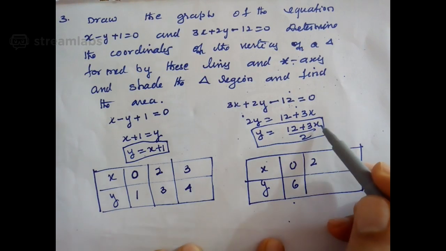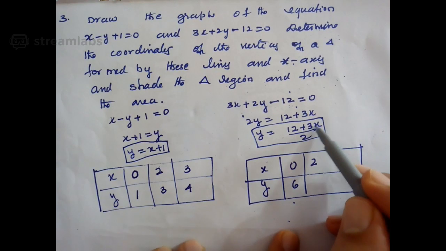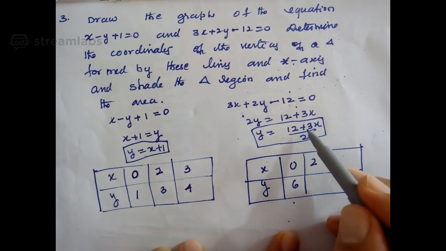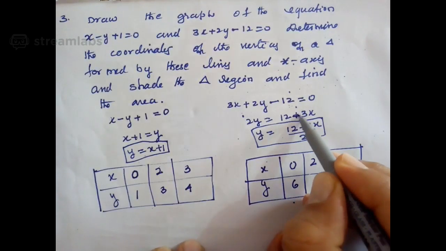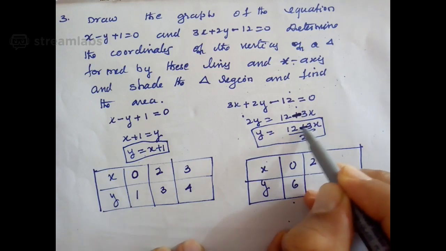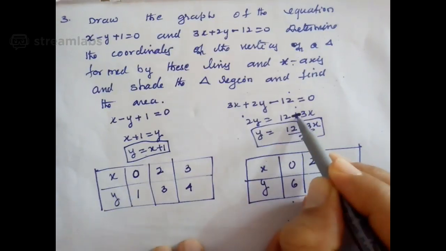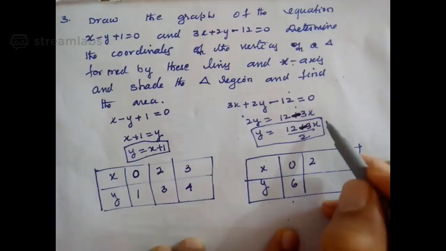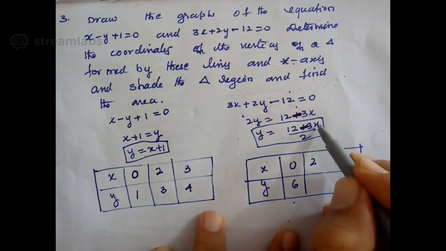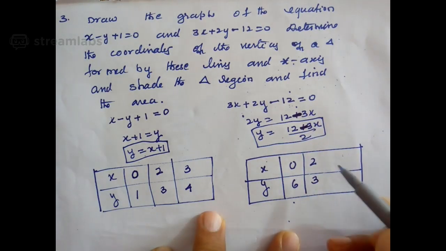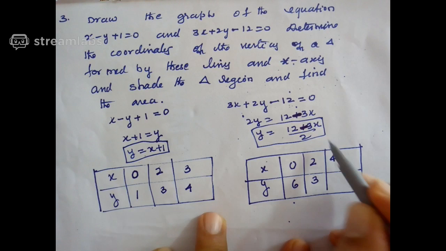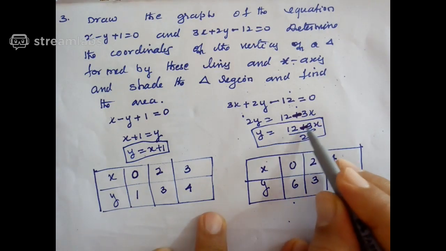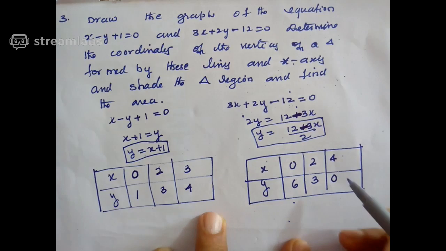3 2s are 6. 12 plus 6 is how much? 12 minus 3x. Okay, this is minus 3x, sorry, because 12 comes this side and 3x, so it is 12 minus 3x. Now if I take 2, 3 2s are 6, 12 minus 6 is 6, 6 by 2 is what? 3, correct? Then next I'll take value 4, 3 4s are 12, 12 minus 12 by 2 is 0.